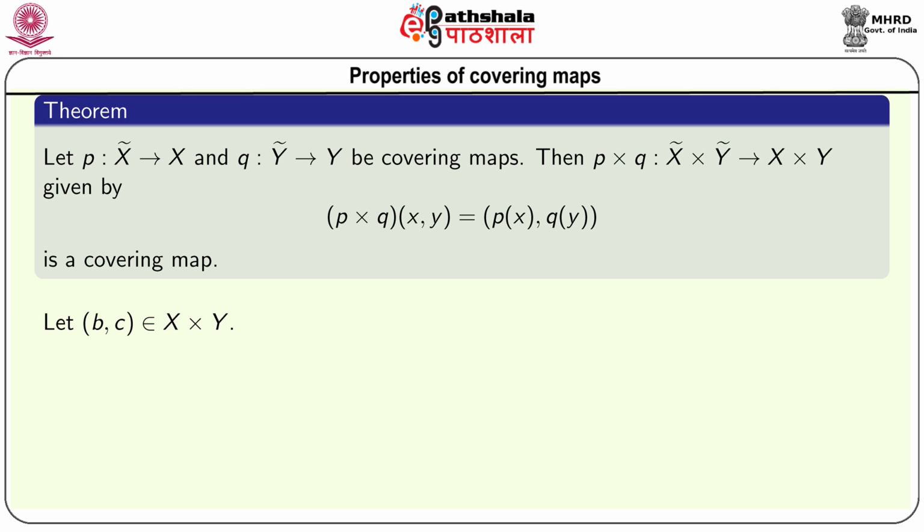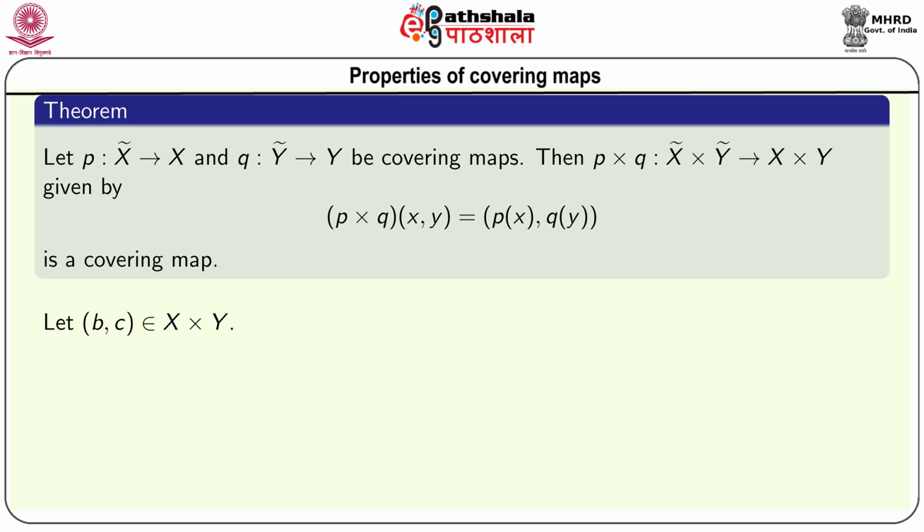This theorem says that whenever P and Q are covering maps, then if we define a map from X tilde cross Y tilde to X cross Y given by P cross Q, taking the pair (x,y) to the pair (Px, Qy), then that new map P cross Q becomes a covering map and thereby X tilde cross Y tilde becomes a covering space of the product X cross Y.